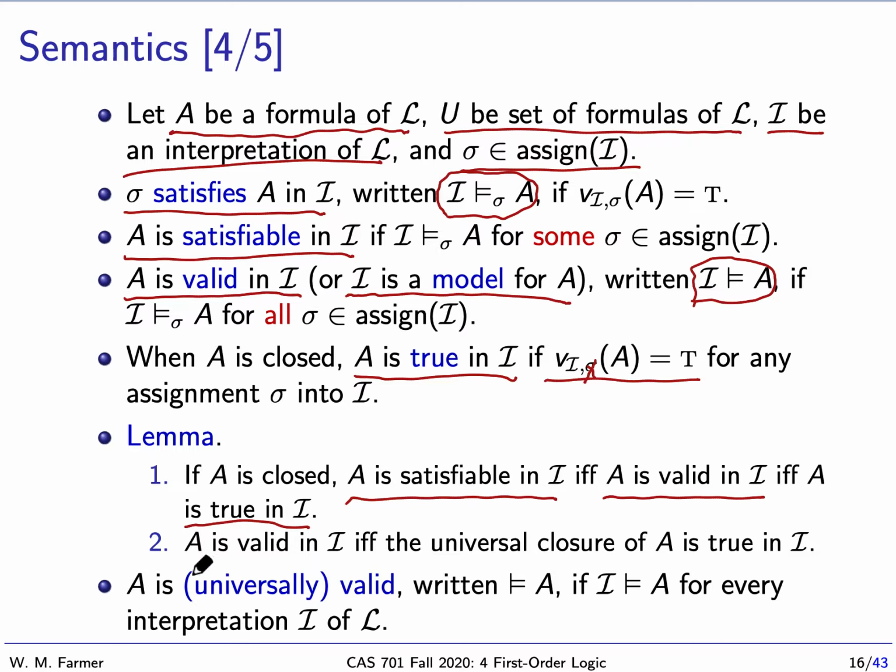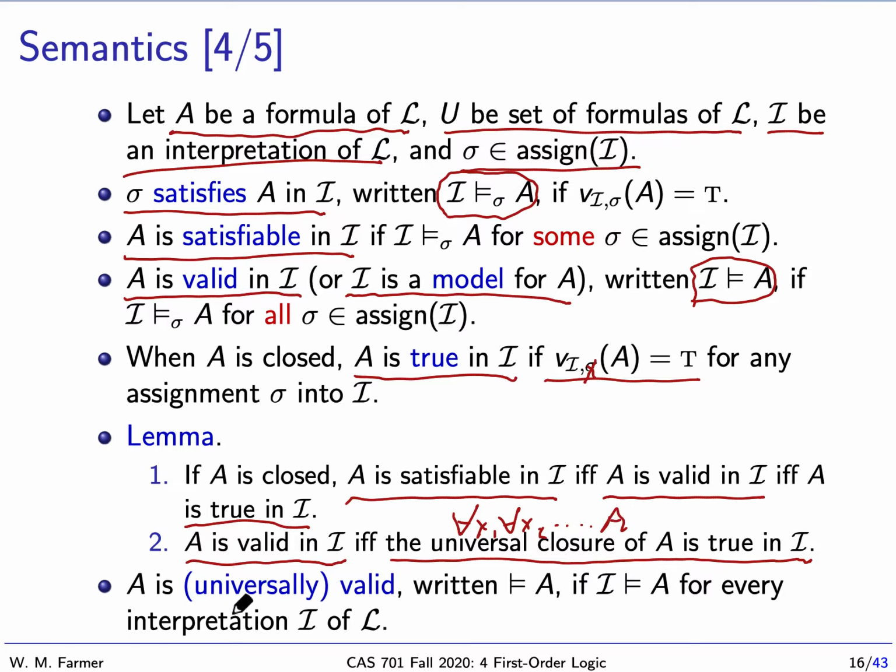Okay. Another thing is, if A is valid in I, that will happen if and only if the universal closure of A is true in I. So that means if we have A and we get the universal closure, we basically just put in front of it universal quantifiers over all the free variables in A, then it becomes closed. So in a sense, the universal closure and A are equivalent in the sense that if one is valid, the other is valid, and vice versa.